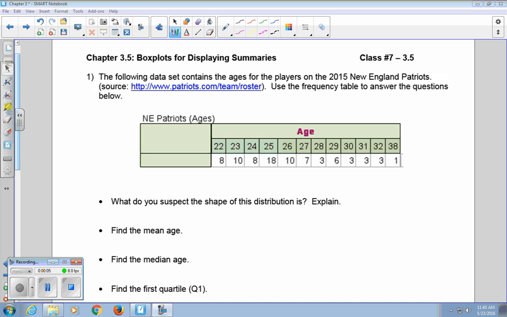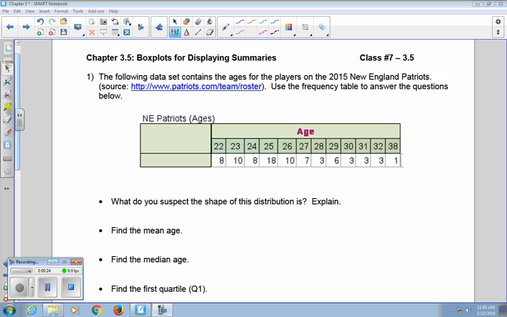Section 3.5, box plots for displaying summaries. We're going to be looking at how we can graphically display some of the summary statistics we've been talking about in this chapter. The following data set contains the ages for the players on the 2015 New England Patriots.